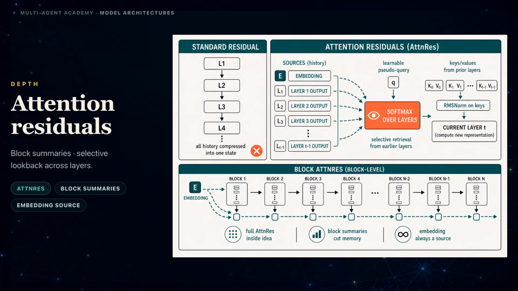Full attention over every earlier layer would keep too many representations alive in memory. Kimi 3 therefore uses block attention residuals. Layers are grouped into blocks, each block is reduced to a summary, and attention runs over those block-level representations. The embedding remains available as a source. Layers can now look back selectively without retaining a full all-to-all residual graph at every step.